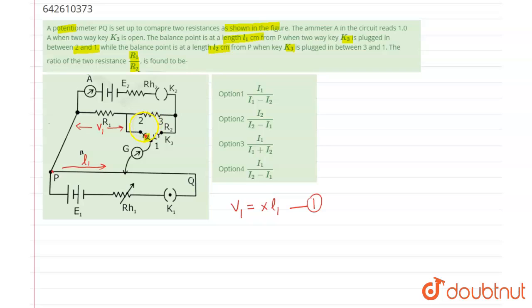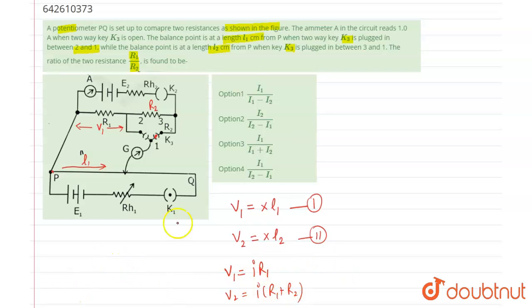Now when we plug between 1 and 3, okay, so in that condition resistance R1 and R2 will be in series and the potential drop in R1 and R2 will be equal to potential drop between point P and the balance length, and the balance length in second condition is L2, so we can use the relation V2 is equal to X L2. Okay, and the current in the circuit is I, so V1 will be equal to I R1 and V2 will be equal to I (R1 plus R2).